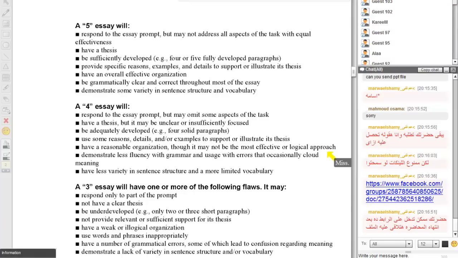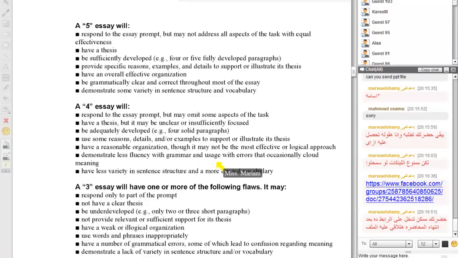They organize their essay, but they lack an effective or logical approach. They didn't follow any logical approach. They are just stating points, stating any idea that comes up in their minds, but they don't have a link between their ideas. Okay, they don't link their ideas.